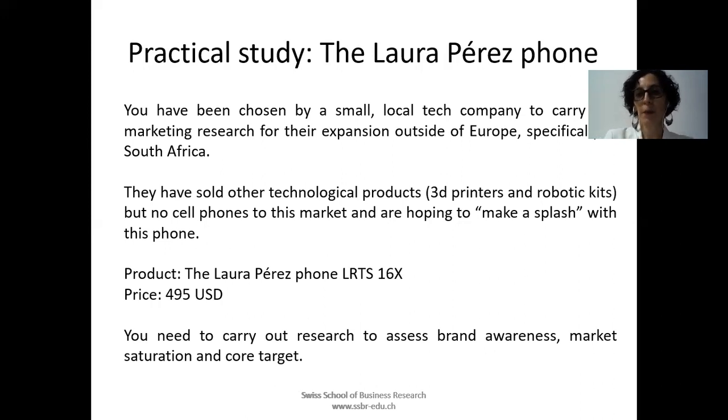So my company has sold other technological products like 3D printers and robotic kits, and that's what I'm more known for in that country. The product's name is the Laura Perez phone LRT S16X, and the price is $495. You, as the research company, research consultants, you need to carry out research to, 1, assess brand awareness. 2, you need to determine the market saturation, whether there's an opportunity for a new cell phone or not, and what my core target will be. So let's begin.